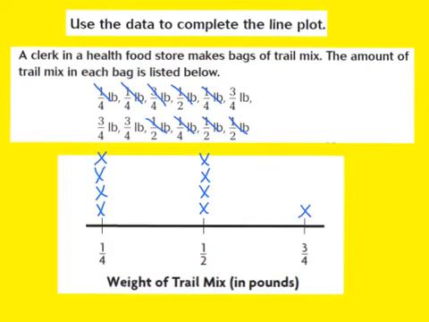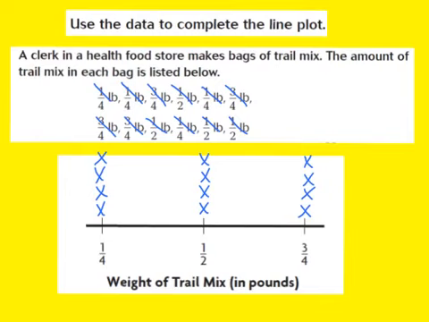Here's 2, so we'll cross out that 3/4 pound and put an X above our 3/4. Here's 3, so we'll cross that one out as well, place another X above the 3/4, and then here is 4. So I'm going to cross that 3/4 pound off and place another X above our 3/4 in the line plot. Now what I know is there's 1, 2, 3, 4 3/4 pounds in our data set, and there's now 1, 2, 3, 4 X's in our line plot.